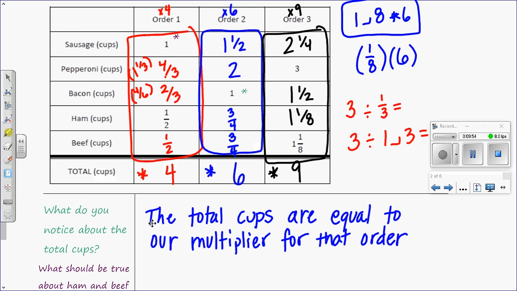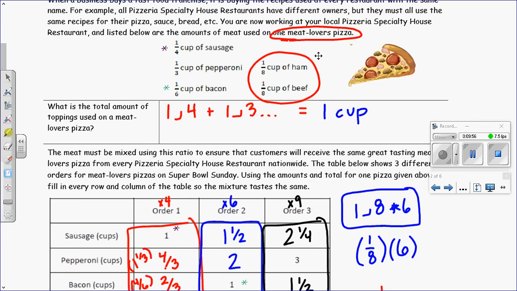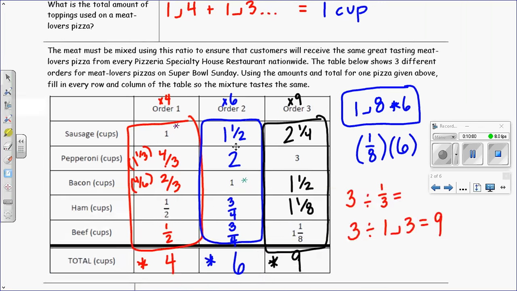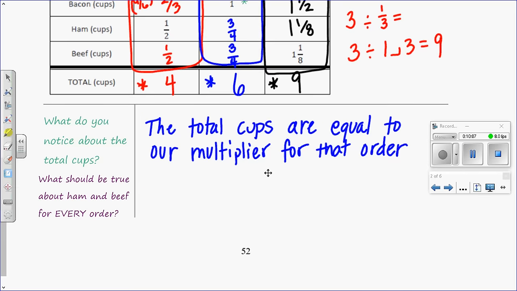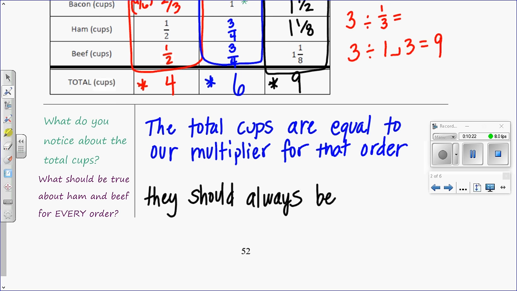Okay, and then what should be true about ham and beef? I asked you earlier. Hopefully you're seeing this is 1/8 cup and this is 1/8 cup. So look across the board, 1/2 and 1/2, 3/4 and 3/4, 1 and 1/8 plus 1 and 1/8. So since ham and beef are the same in the one pizza example, they should always be the same amount for every order. They should always be equal amounts.